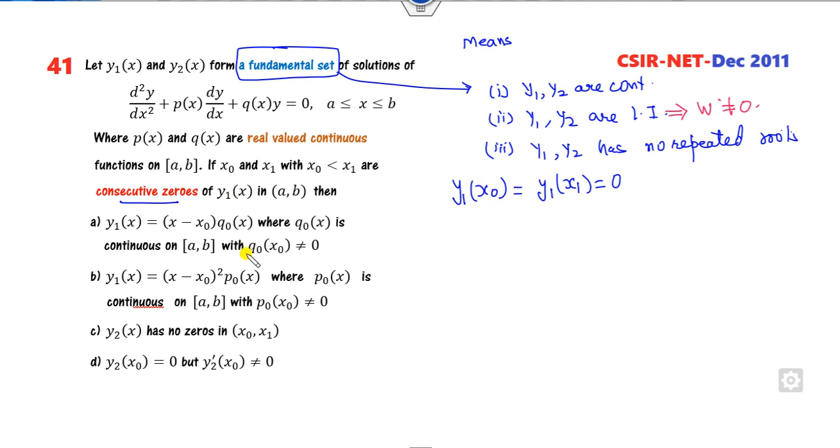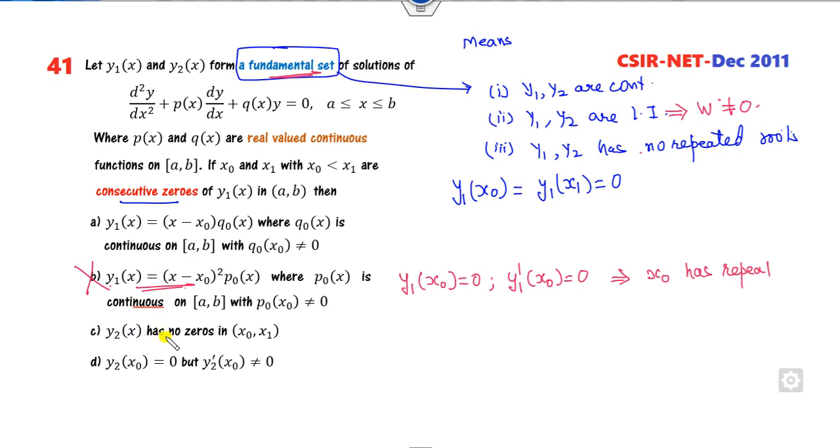y1 is this, such that of this. That's, I think, first of all this one. What is the meaning of that? From here you can see y1 of x0 is 0. y1 dash of x0 is also 0. What is the meaning of that? x0 is a repeated root, but because of the fundamental property it has no repeated root. So it is cancelled out.